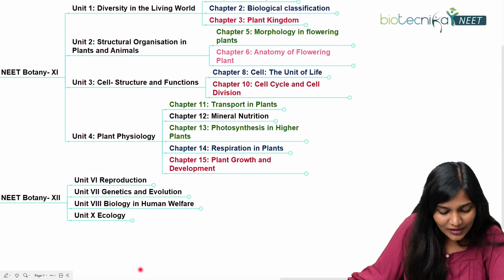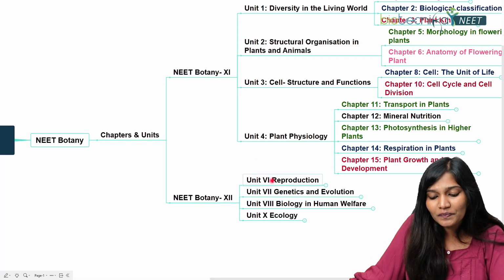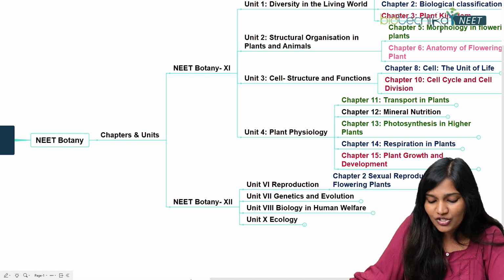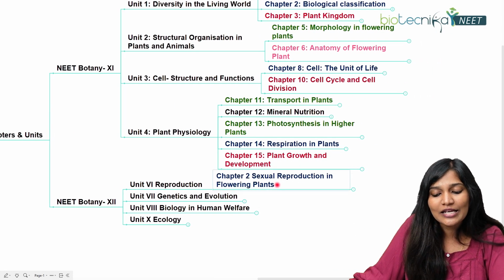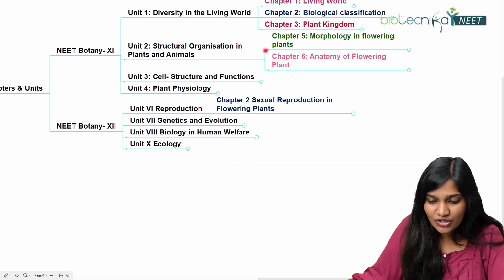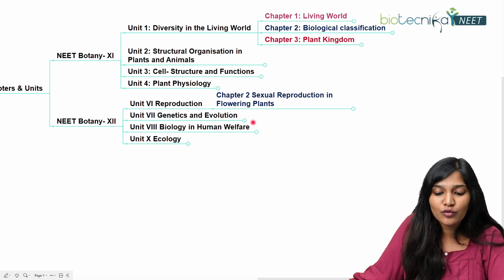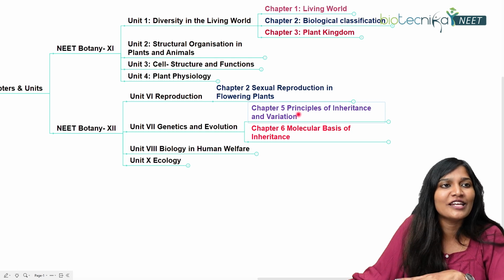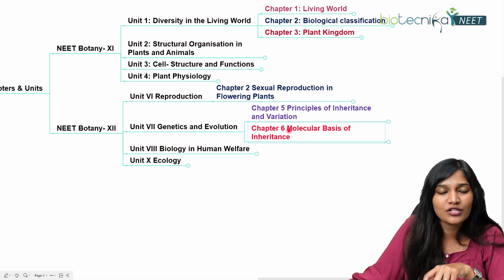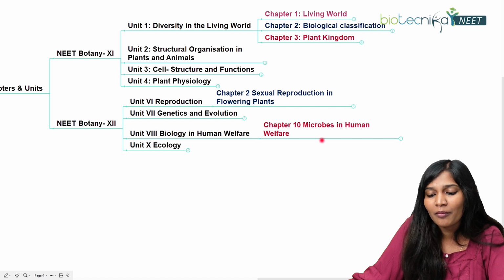And in case of 12th, it starts from unit number 6, 7, 8 and 10. So unit number 6, reproduction, you can see chapter number 2, sexual reproduction in flowering plants, and genetics and evolution. In this you will find principles of inheritance and variation, which is the most important one, molecular basis of inheritance, and evolution is not included here. Evolution is for zoology. And biology and human welfare, microbes and human welfare.